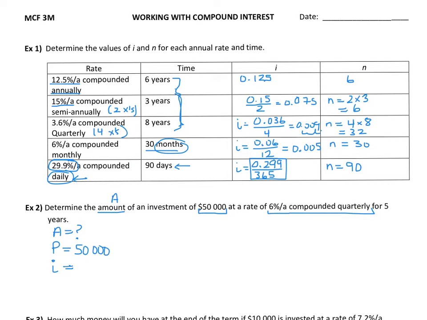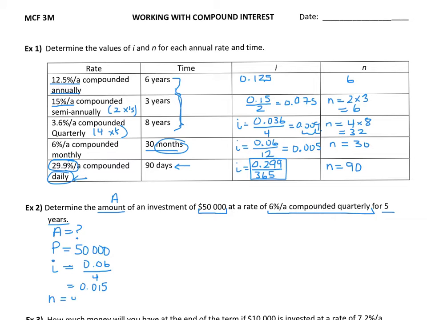We're going to take that annual rate, 0.06. Remember, just take your percent, divide by 100, and it's compounding quarterly. That's 4 times per year. Now you can either do that calculation or just leave it like that. If you do the calculation, you're going to end up with 0.015, and then we're compounding quarterly, so 4 times every year for 5 years.